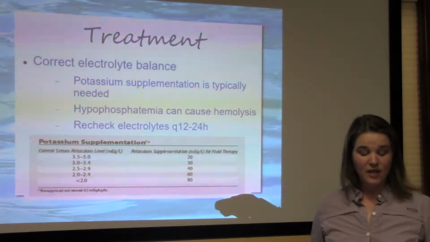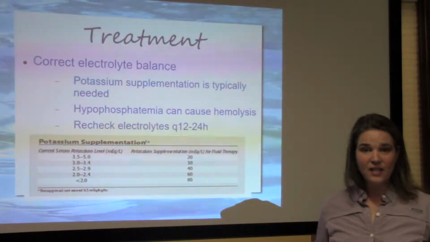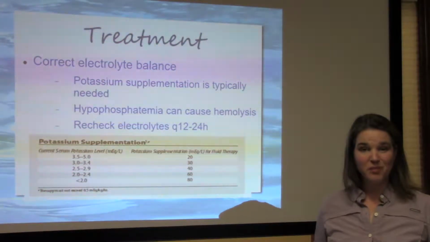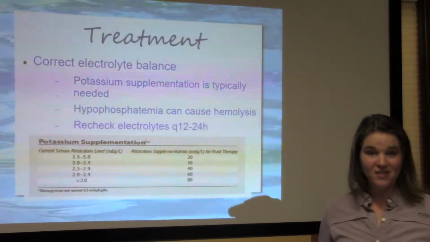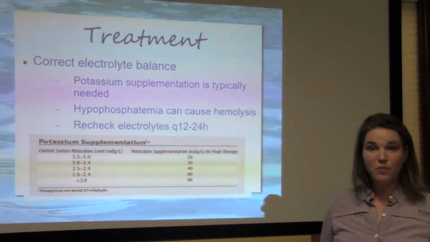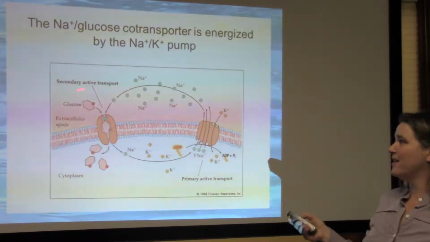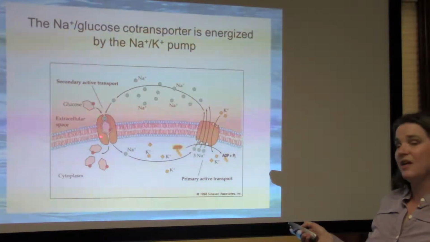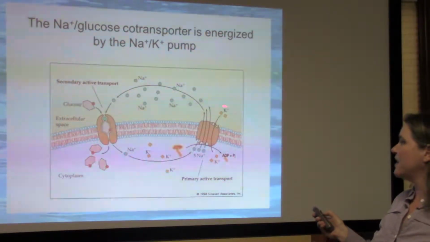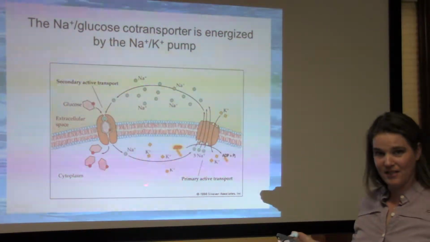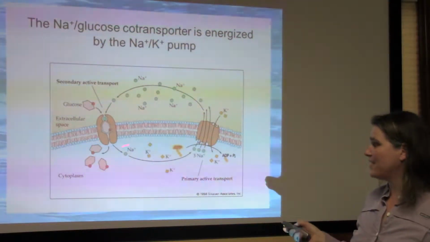Hypophosphatemia can cause a hemolytic anemia. Electrolytes need to be checked every 12 hours and supplementation changed to meet that patient's needs, okay? So remember our sodium-potassium pumps. When glucose comes into a cell, it brings sodium with it, but then the cell actively pumps out that sodium, bringing in potassium to replace that positive ion.